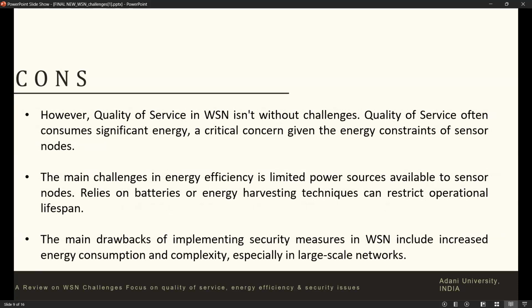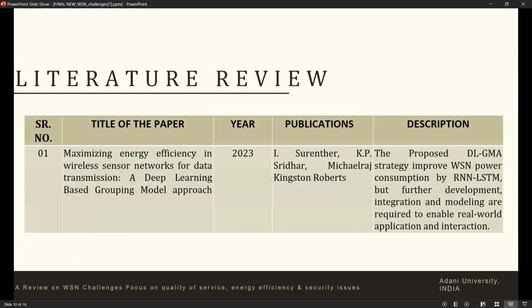Now, disadvantages of energy efficiency. The main challenge in energy efficiency is the limited power source available to sensor nodes. Reliance on batteries or energy harvesting techniques can restrict operational lifespan. Now, last, disadvantages of security issues. The main drawbacks of implementing security measures in wireless sensor networks include increased energy consumption and complexity, especially in large scale networks. Now here is detailed information about the literature review.